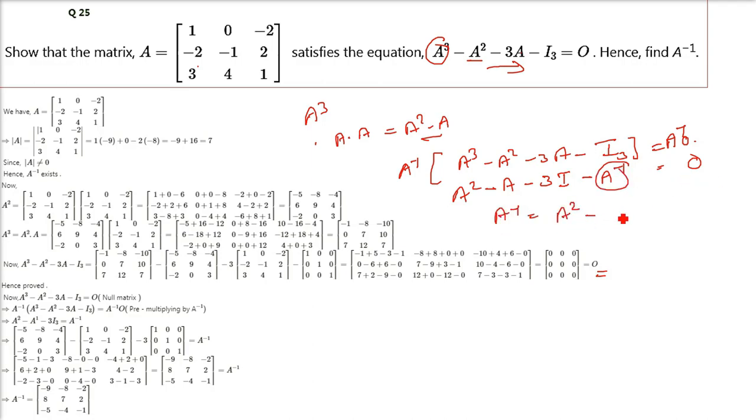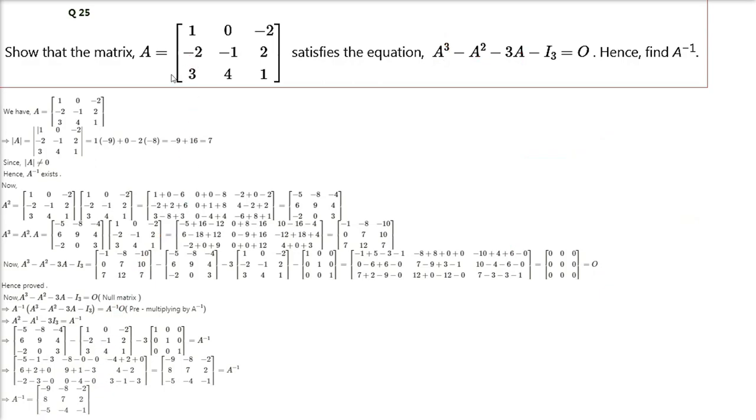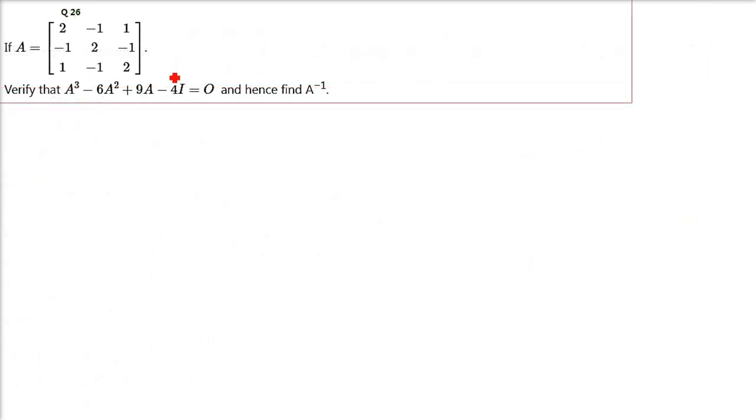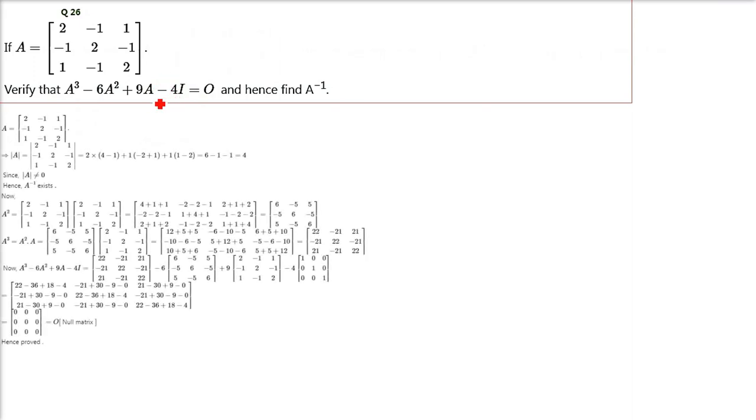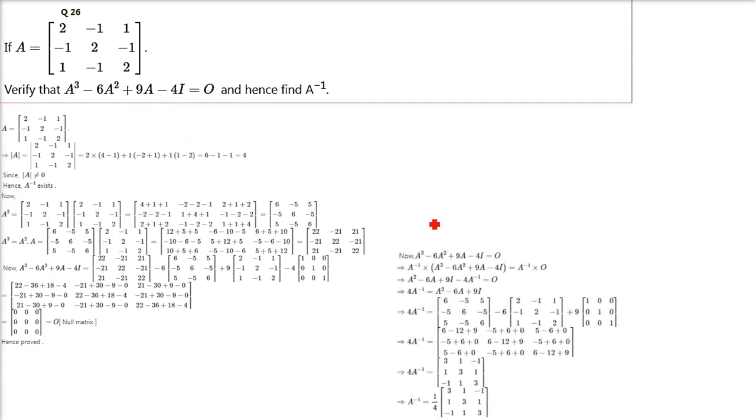A square already you have computed. A already is given. I identity you already know. Simple matrix addition and subtraction you have to do. So this is also almost similar to what we have been doing up till now. So this is kind of practice. There are so many questions. Just need to practice the same question with different numbers again and again.